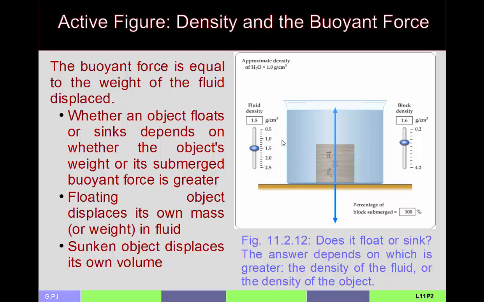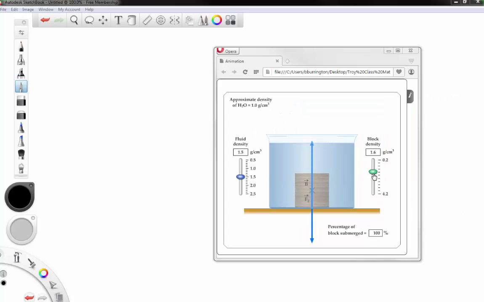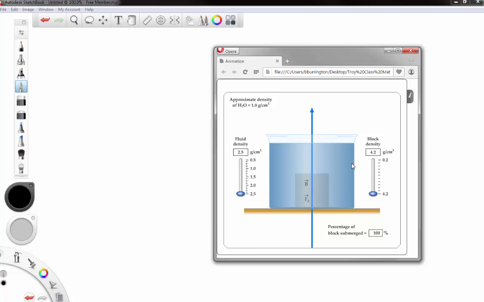But let's look at an active figure in which we can change both the density of the fluid and the density of the object and see what percentage gets submerged. So we'll go ahead and start with both numbers totally maximized. Maximum density fluid, maximum density block for this active figure. And so of course the block is sunk. It's at the bottom of the container. 100% of it is submerged. So what happens now if we make the fluid minimally dense, 0.5 grams per cubic meter? Well, of course, the block is still sunken.